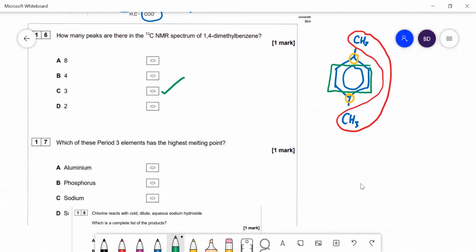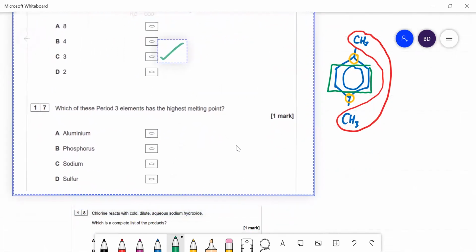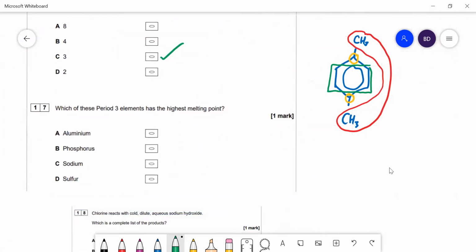Which of these period 3 elements has the highest melting point? Now it's not going to be phosphorus because that's a simple molecule. It's not going to be sulfur, that's another simple molecule. It's going to be aluminium or sodium, they're both metals. And the answer is aluminium has got the highest melting point, because you've got an Al3+ ion, whereas sodium has got a much bigger Na+. So the attraction of the delocalized electrons, which is what's holding the metal together, is much bigger with the aluminium ion than with the sodium ion. So A is the right answer there.